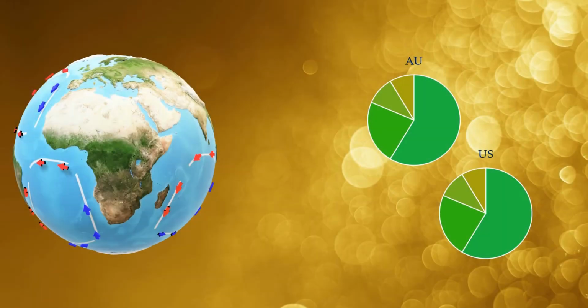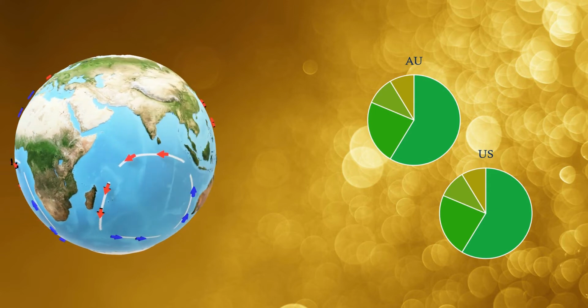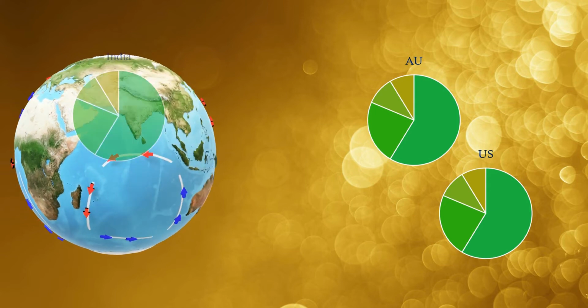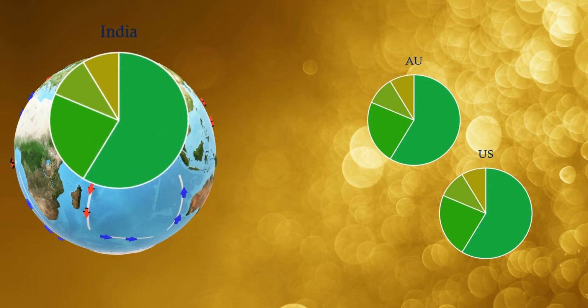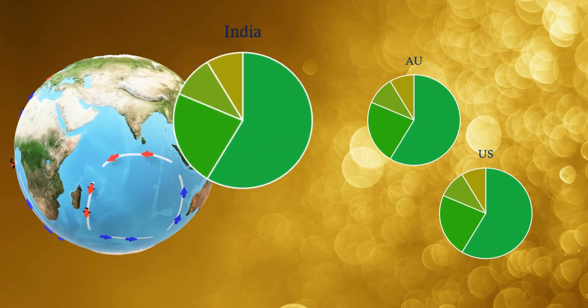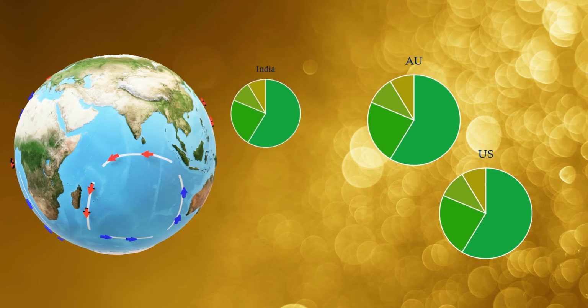Then if I click, the globe is turning and India is in front of me. One more click, the chart is appearing. Another click, the chart is becoming bigger. Another click, the chart is going there. Another click, the chart is becoming smaller. But that is not the case.